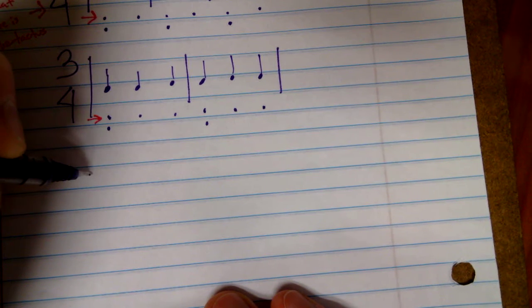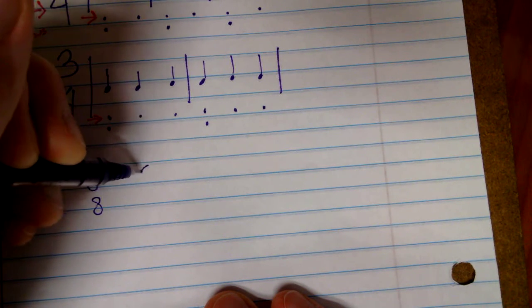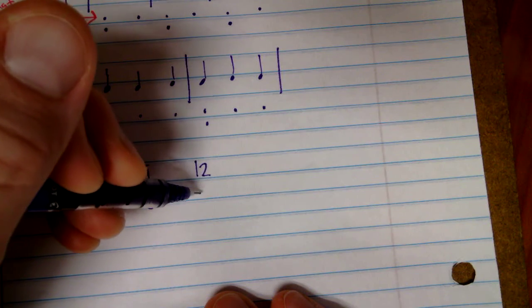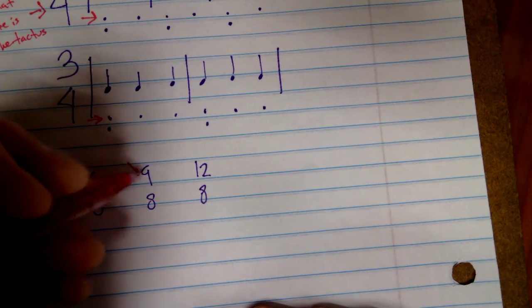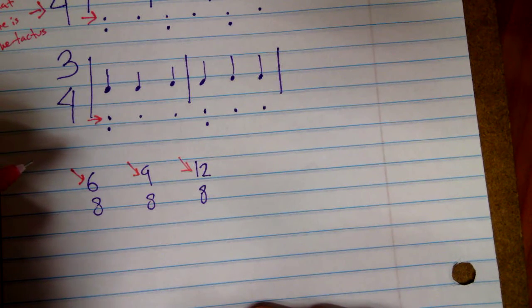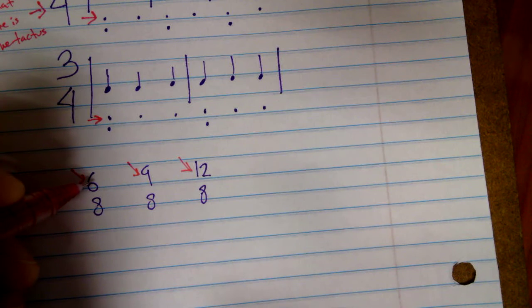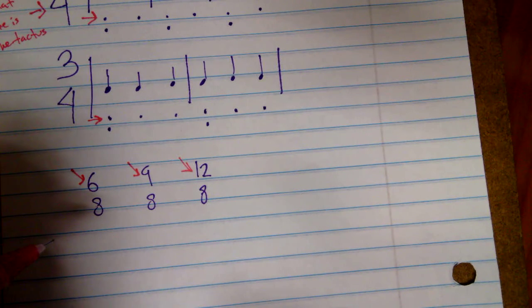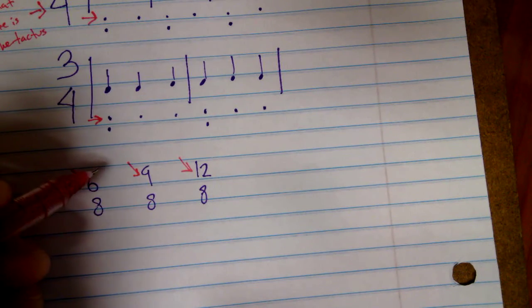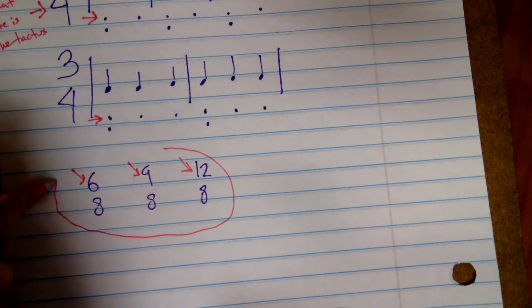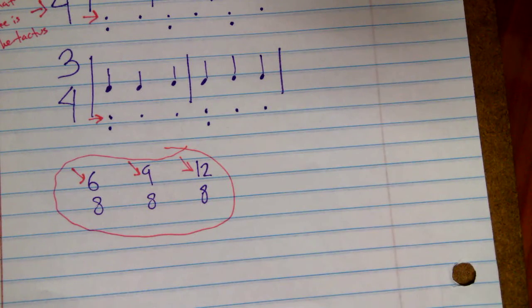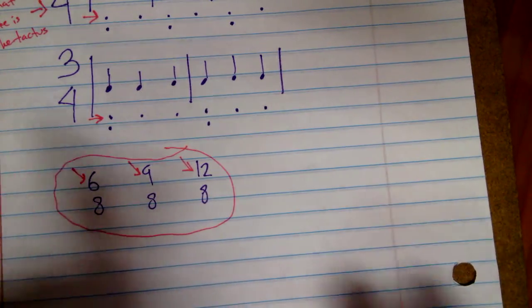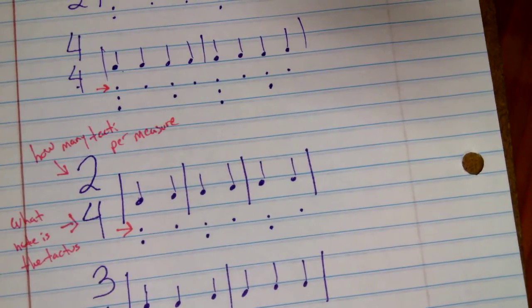There is one exception to this rule, and that is meters like 6-8, 9-8, or 12-8. In other words, if that top number is 6, 9, or 12, then that top number is not showing us the number of tacti per measure. It's doing something a little bit different. These are examples of compound meter, and I suggest you review the book and the lecture notes from compound meter to review that. But these are the simpler meters, and that's what you need to know for that.